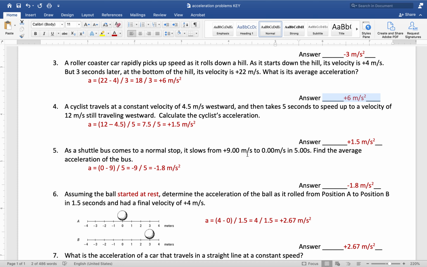Number 4: a cyclist travels at a constant velocity of 4.5 meters per second westward, and then takes 5 seconds to speed up to a velocity of 12 meters per second, still traveling westward. Calculate the cyclist's acceleration. And really, this should not be positive. This should be westward, because they specified westward in the problem. So we're going to make sure we correct that mistake.